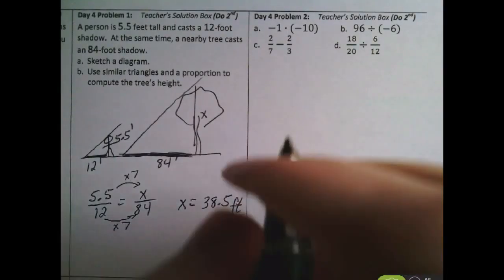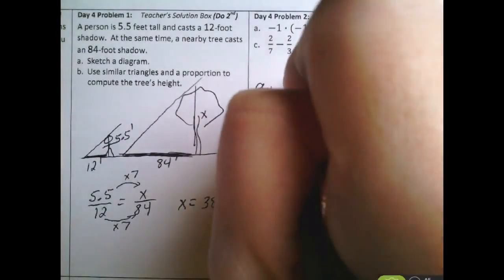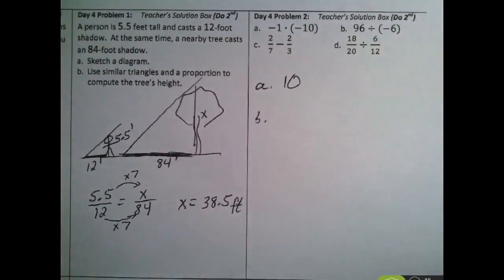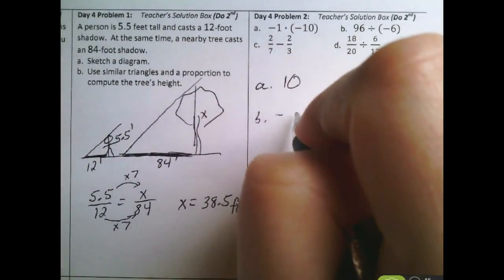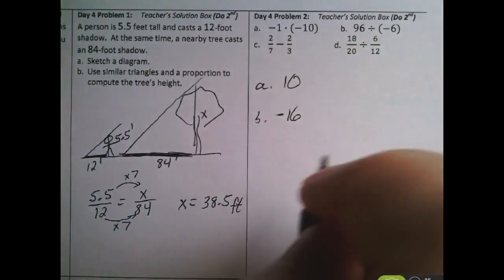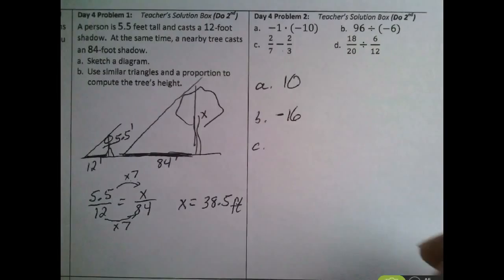Okay, day 4, problem 2. Question A, we have -1 times -10. That makes 10. Question B, 96 divided by -6 is negative, let's see, 96 divided by 6 is 16, so -16. Question C, we want to subtract these fractions, so we have to have a common denominator.